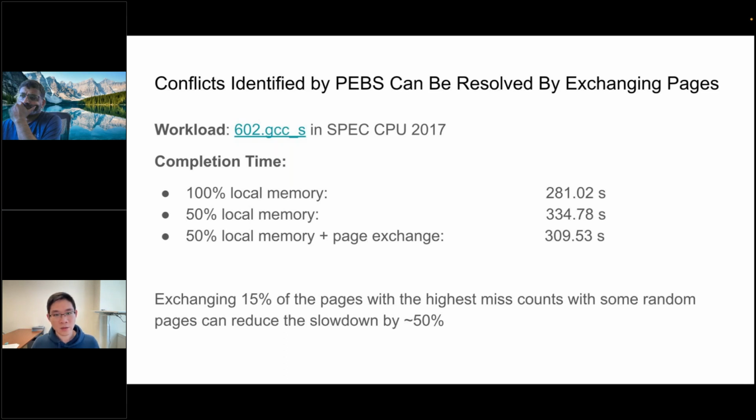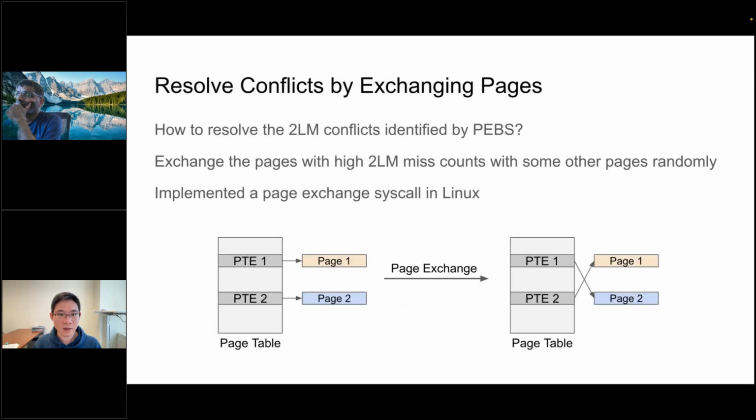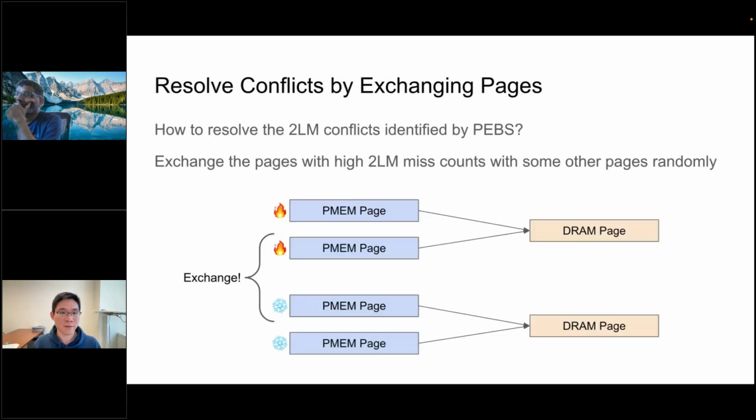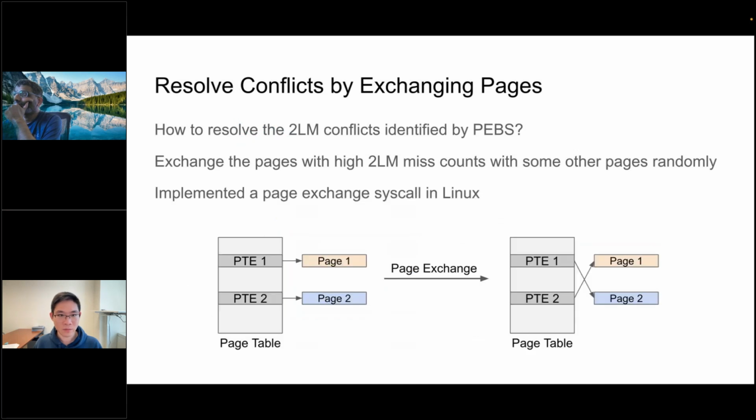I'm being a little bit slow here. Could you go back and explain what the exchange actually does, and how it helps? Can you go back to the previous slide for me? Sorry, one more slide up. The one where you have the PTEs and you're swizzling the physical pages with the PTEs. What are you trying to accomplish by doing this swizzle here?